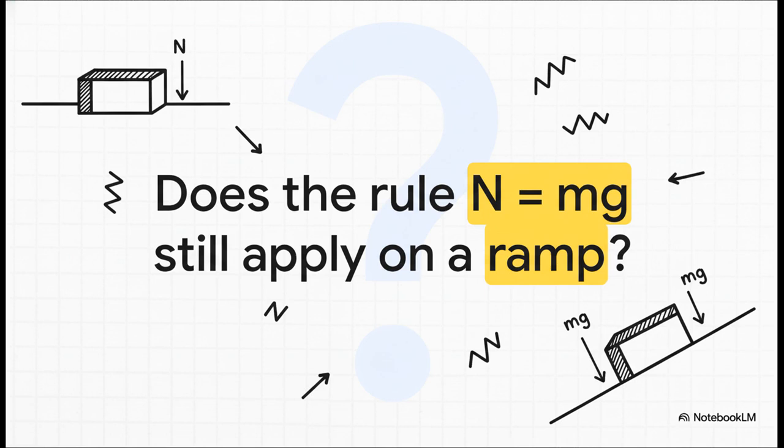But here it is. This is the trap. This is the question that really separates the students who get it from those who are just guessing. We take that same exact box, we put it on a ramp. Does our simple little rule, N equals mg, still hold up? Your gut might say yeah, but as you know, physics can be pretty counterintuitive.